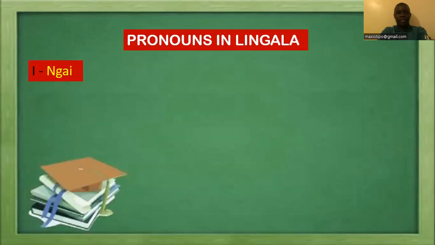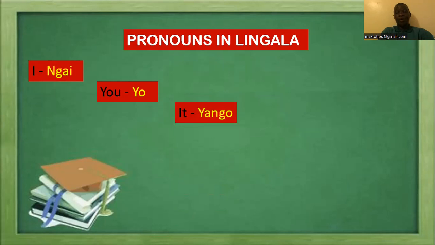In pronouns in Lingala, we have ngai, the first person singular, which means I. Yo. Yo means you in English. That's a second person singular. Yango. Yango means it. It's normally used for non-living things. And then we have he or she. In Lingala, it's known as ye.